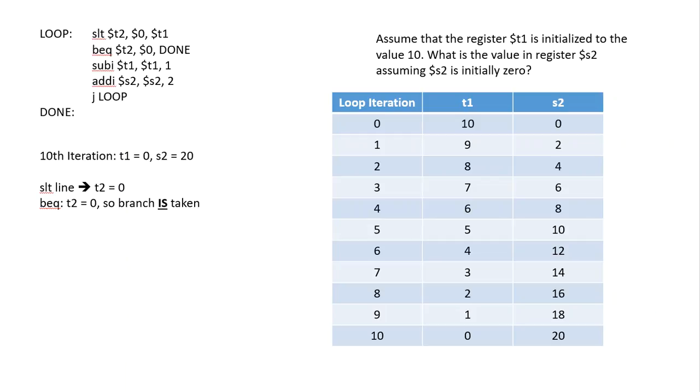Alright, so our value S2 will be 20 because we skip over all of this stuff and we no longer update S2 or T1. Once we hit done, our program, or this portion of the program, is completed, and our values are T1 equals 0 and S2 equals 20. So let's actually head over to the MIPS and check it out.